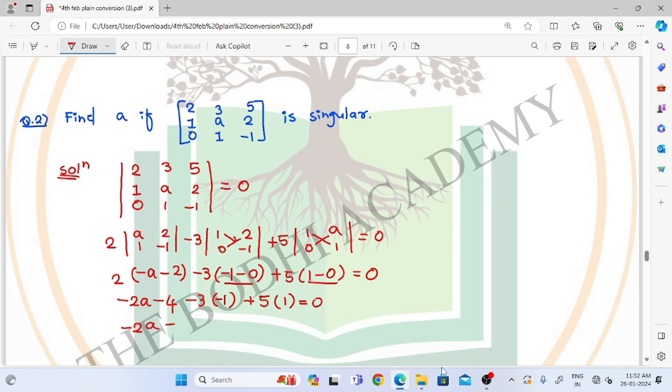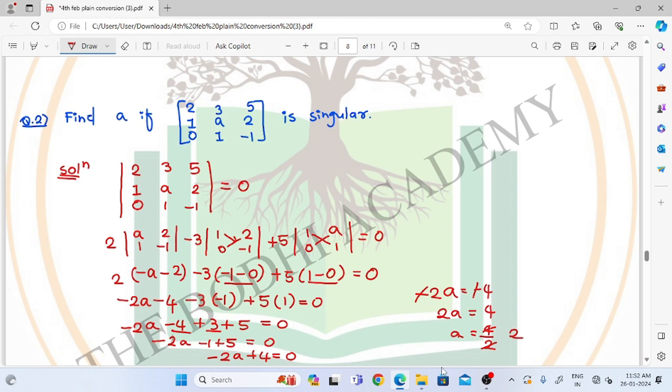Multiplying this 2 inside, it becomes minus 2a, minus 4, minus 3 into minus 1, that is plus 3, plus 5 into 1, that is plus 5, equal to 0. Now solve the numbers. Minus 2a as it is, minus 4 plus 3 is minus 1, plus 5 is 4. So minus 2a plus 4 is equal to 0. Taking the 4 to the other side, minus 2a is equal to minus 4. Minus minus cancels, so 2a is equal to 4. So a is 4 upon 2, that is 2. So the value of a is 2.